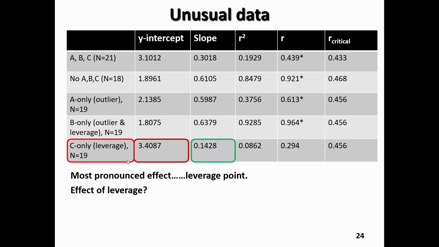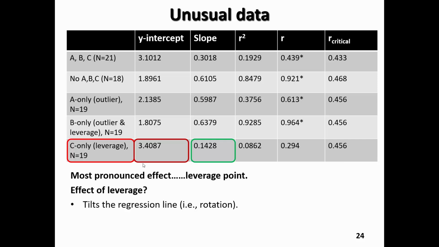And the most pronounced effect, and I'm making this conclusion by the R-squared value. Here we see the largest R-squared value of close to 93% in terms of predictability occurred when we only included the B unusual data, which was both an outlier and a leverage point. The lowest was when we only included the leverage point in our analysis.